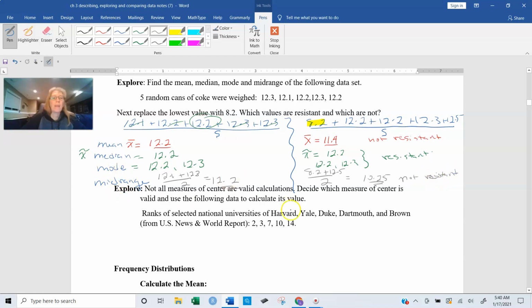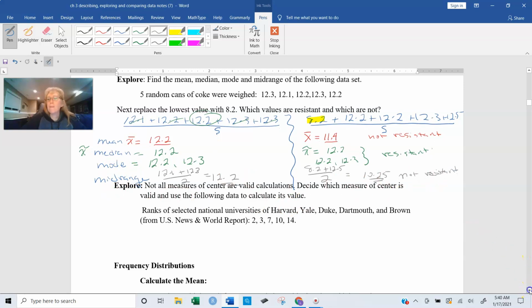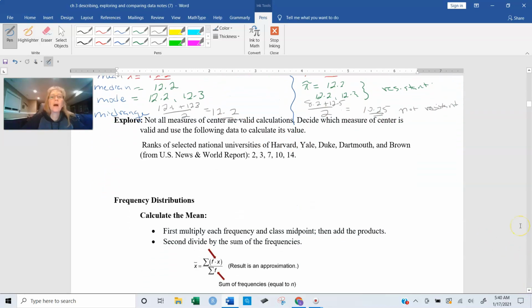Now, when you're going through this, not all measures of center are valid calculations. They don't all tell us something about data. Decide which measure of center is valid for this. So I've got Harvard, Yale, Duke, Dartmouth, Brown. All prestigious Ivy League schools, correct? All right, and they were ranked in the U.S. News and World Report. I would like you to calculate the mean, median, mode, and mid-range, and tell me which ones make sense. So pause and do that.